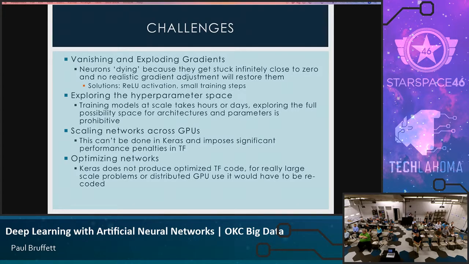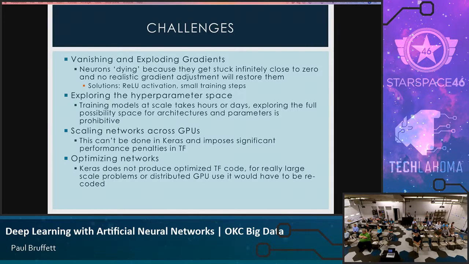So the technical challenges are vanishing and exploding gradients, which we didn't talk about too much. Neurons can actually die because they get stuck infinitely close to 0 or to 1 on either end of that softmax that you saw. If they get infinitely close to 0, there's no realistic gradient adjustment to bring them back. So we use ReLU and small training steps to solve that, but eventually in really, really deep networks, that can still become a problem over time, where a large number of your neurons can quote unquote die, where they just become non-predictive dead weight, which makes your model very limited.